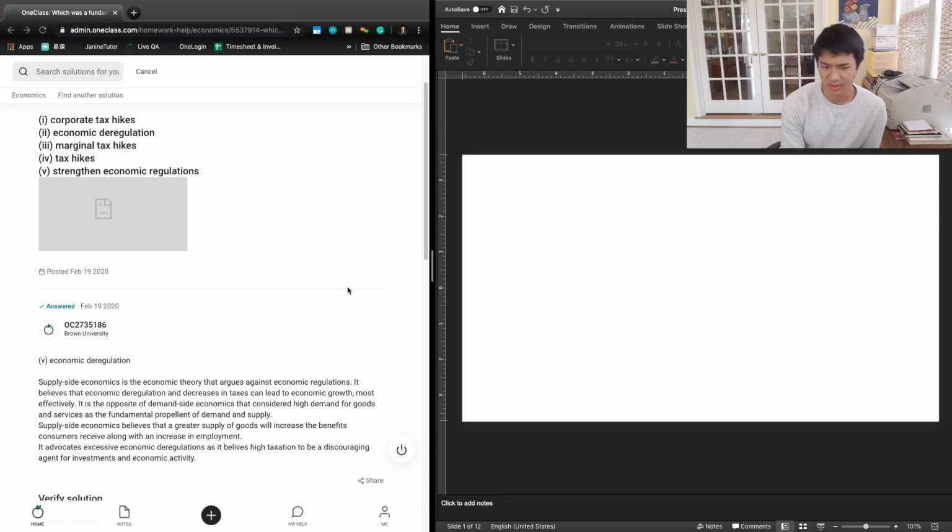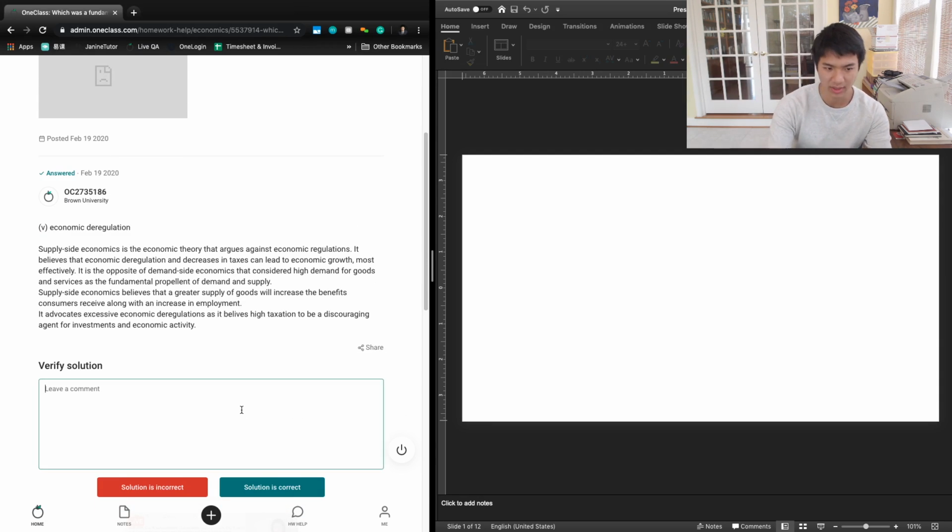Supply-side economics believes that a greater supply of goods will increase the benefits consumers receive along with an increase in employment. It advocates excessive economic deregulations as it believes high taxation can be a discouraging agent for investments in economic activity. Yeah, so that's really good. It goes into the theory, talks about both taxes and economic deregulation, and breaks down why supply-side economics is different from demand-side economics. So all in all, that's a great answer, and we can just mark that as correct.